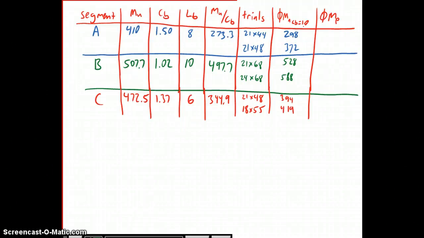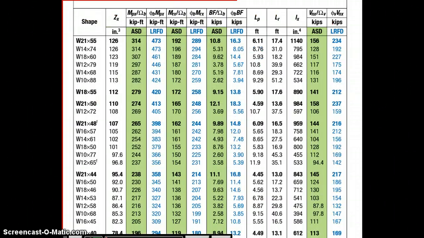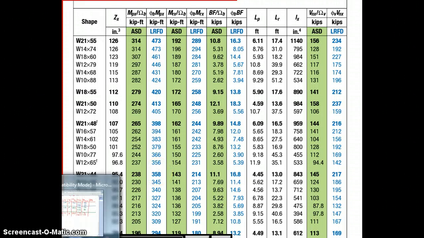To close out this chart, I like to go back to table 3.2 and find the fully plastic moment for each trial shape. Now phi MP, or the fully plastic moment, is the strongest in flexure that any particular shape could get, no matter how high C sub B is. So going back to table 3.2, our first trial was a 21 by 44, and we see that phi MP is 358.